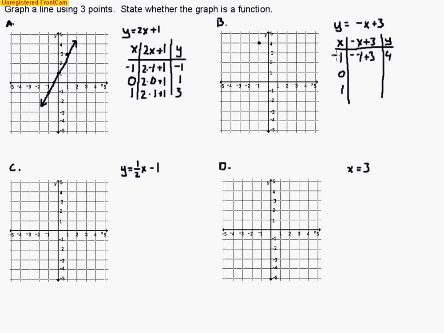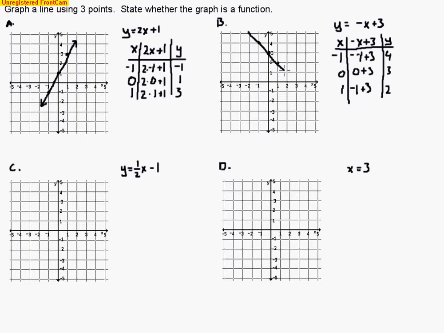Then do the same thing with the next one. 0 in for x. Well, there's no -0, it's just 0. 0 plus 3 makes 3. So that's a nice one to go over 0, just up 3 spaces. Put a dot. Move on to the next one. 1 in for x. Remember, this is the opposite of x, opposite of 1 plus 3. And so that makes just 2. So over 1 in the x, up 2 in the y, we have ourselves another point. So from there, all you have to do is draw the line.